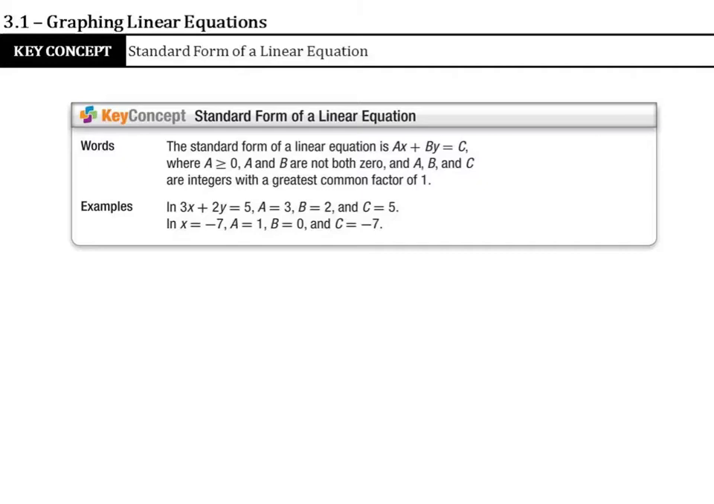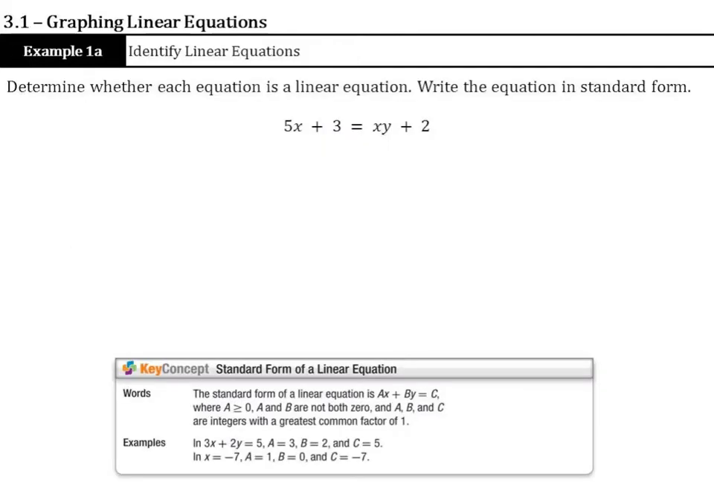But one of our key concepts today is the standard form of a linear equation. That standard form is ax plus by equals c, and a has got to be greater than or equal to 0. A and b are not 0. A, b, and c are integers with the greatest common factor of 1. One of the examples here, 3x plus 2y equals 5, where a is 3, b is 2, and c is 5. Sounds a little bit complicated, but let's see what we're actually going to do with it today.